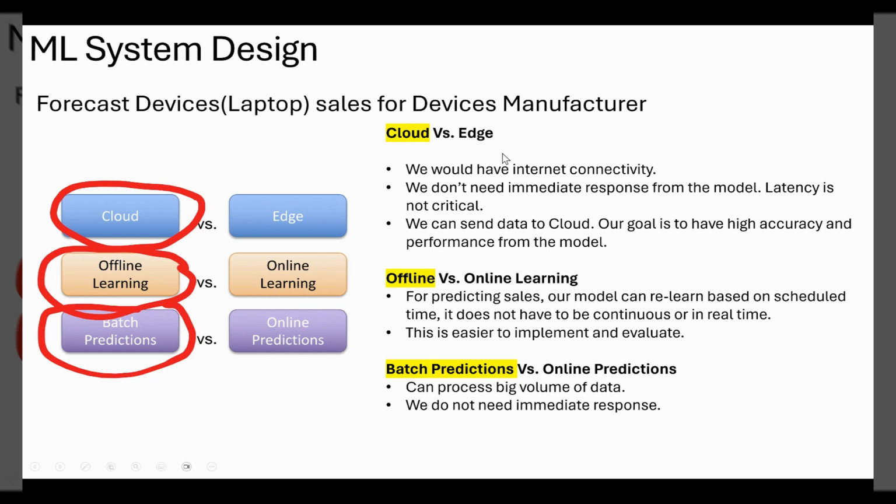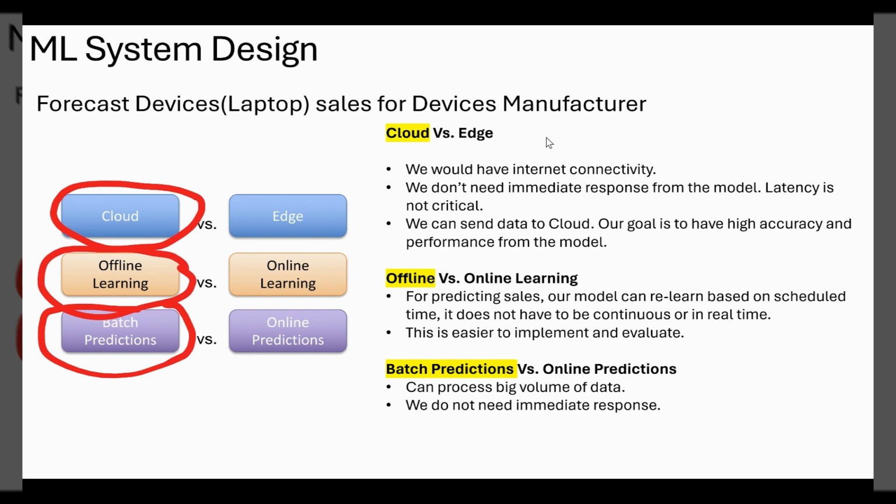As we know that we would have reliable internet connectivity, and we also know that we don't need immediate prediction for the forecast that we have to do. In short, the latency here is not that critical. We can afford to send data to the cloud. It is not PII data. And our goal is to have high accuracy and performance from the model. That's why we think cloud would be the correct option here.